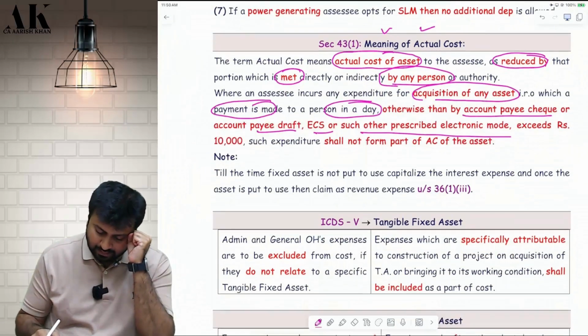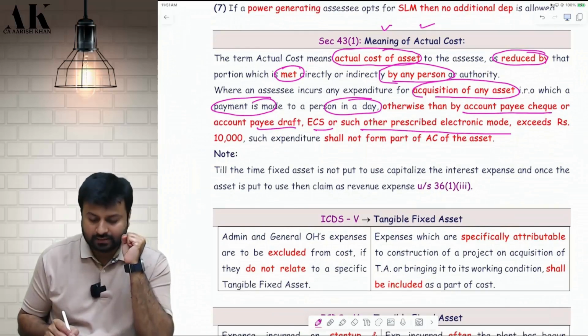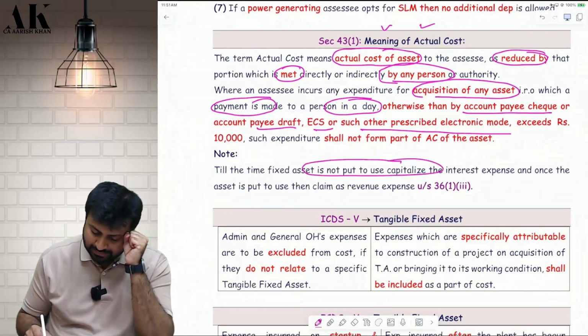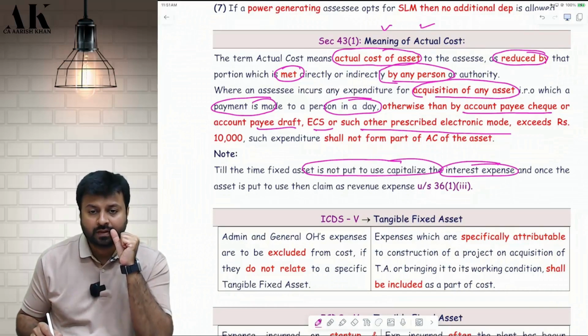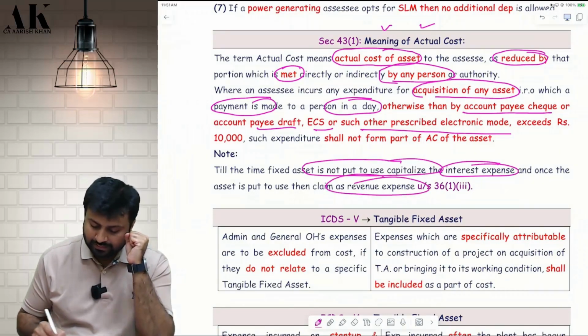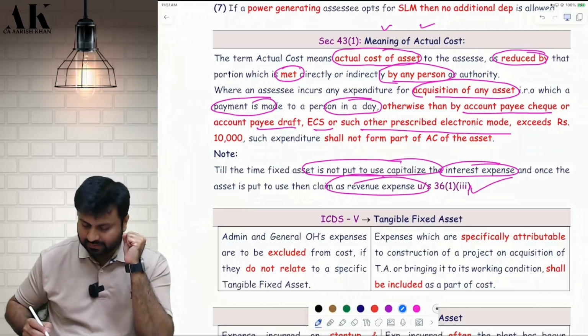And the next thing is till the time the asset is not put to use, you have to capitalize the interest. And once the asset is put to use, you can claim that as a revenue expense. Is it clear to all of you? Please tell me fast.